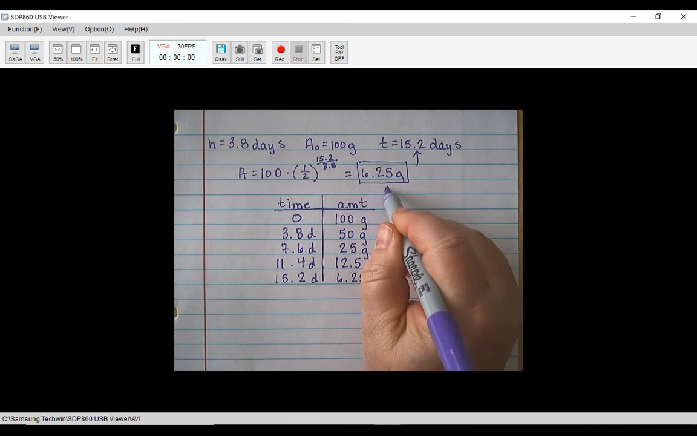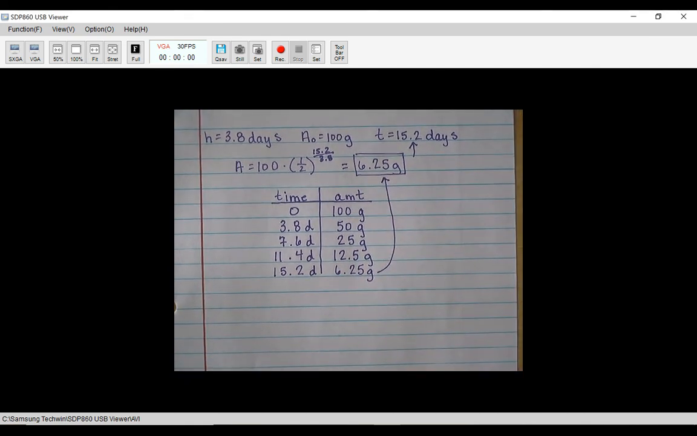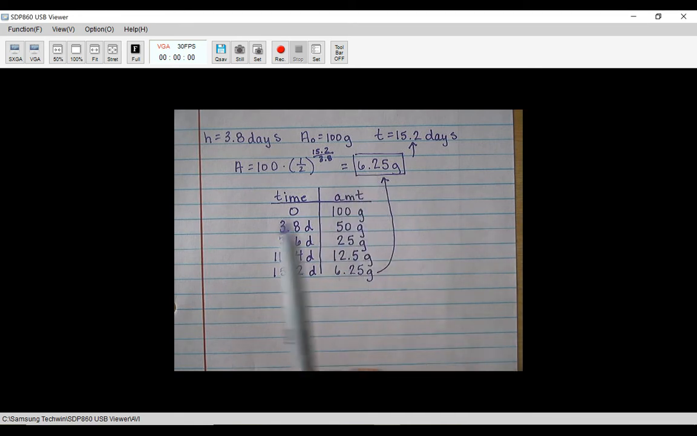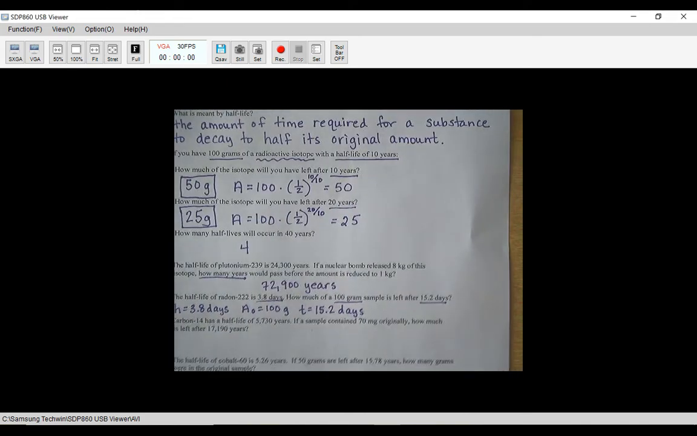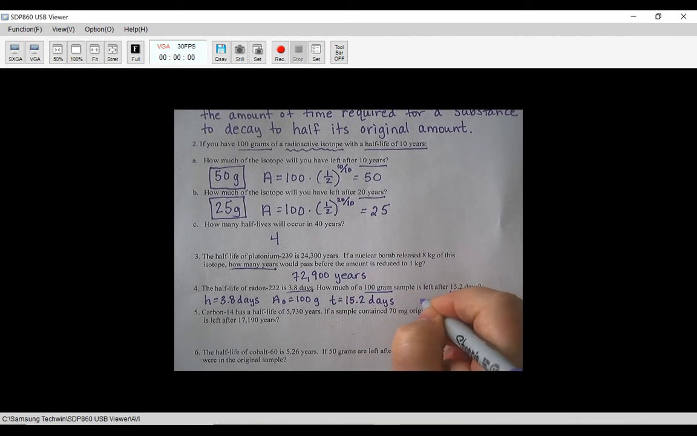That's the same thing that I got in the formula. So I've just shown you two different ways that you could get to the answer. I think in this case, the formula is quicker, but I like the table because it really shows you what's happening. So let's go back. So number 4, we answered. After 15.2 days, we would be left with 6.25 grams of the substance radon 222.